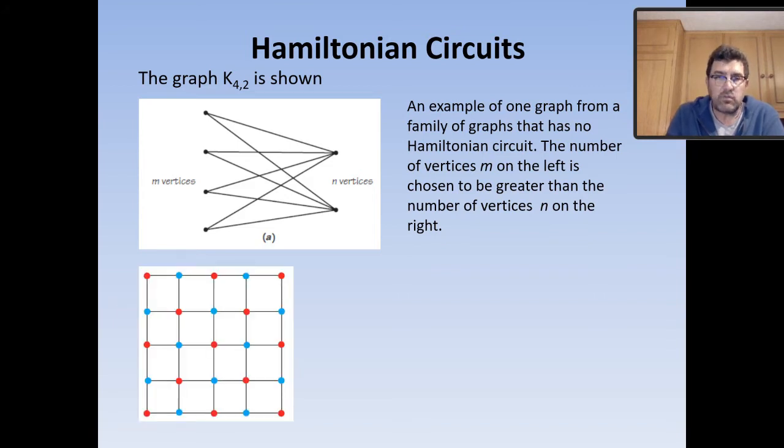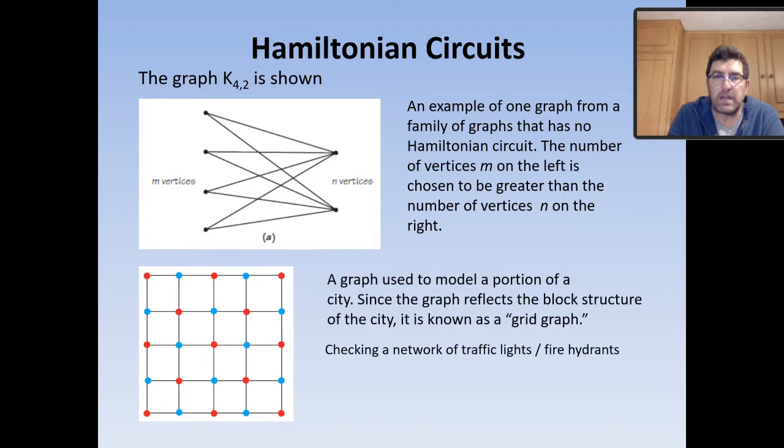Now the same here. We looked at the rectangular blocks, the grids that form networks in cities. And on this network, we have alternated the colors so that no adjacent vertex has the same color. So a graph that's used to model a portion of a city is what you're looking at. Since the graph reflects a block structure in the city, it is known as a grid graph. Checking a network of traffic lights or fire hydrants can be what that graph is representing. Okay, so this graph, by the way, remember, has chromatic number 2.